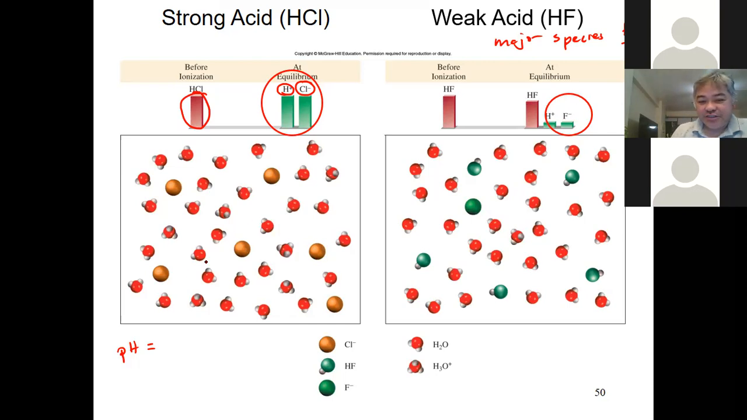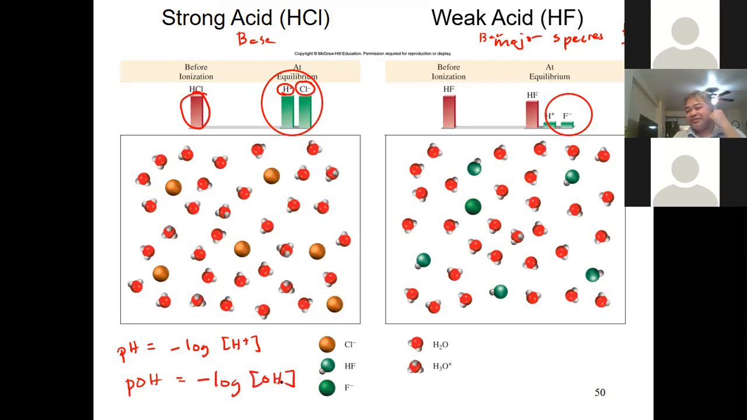So pH is just equals to what? Negative log H plus. Now, the concept of a strong base and weak base is also the same as this. The only difference is what? Instead of the H plus, you have POH. So kapag base ang kukunin mo, you get the POH and then get the pH.